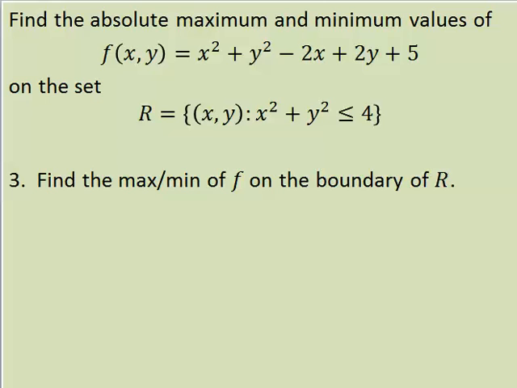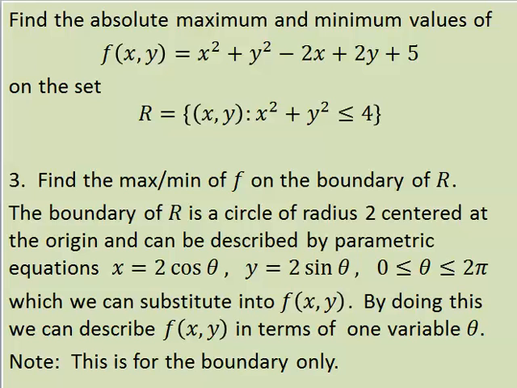Look at the boundary of R. What is it? The boundary of R is a circle of radius 2 centered at the origin and can be described by parametric equations. We take these parametric equations, substitute them into f of x, y. By doing this, we can describe f in terms of one variable.